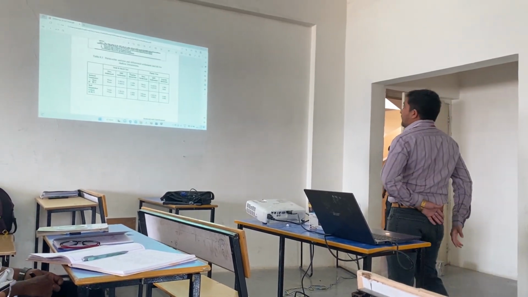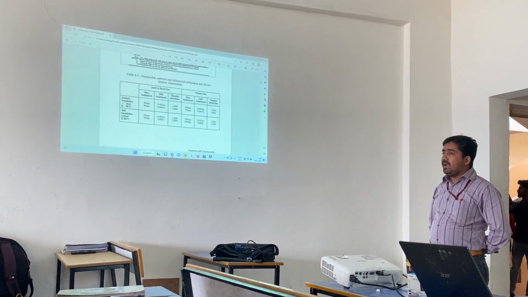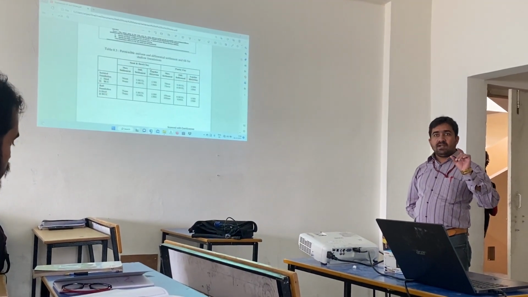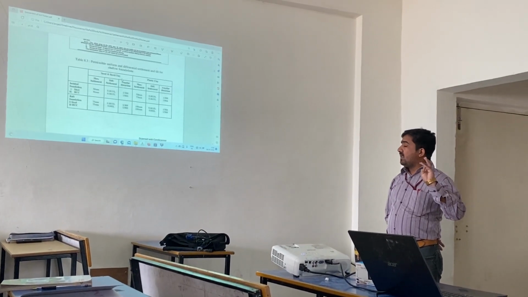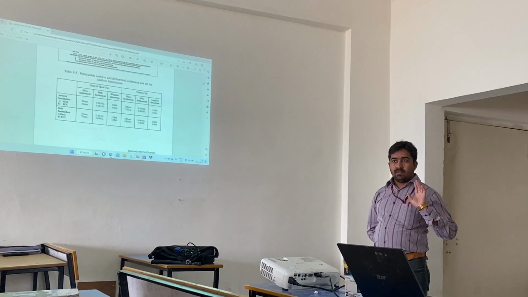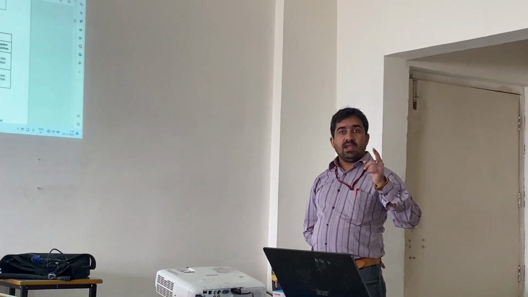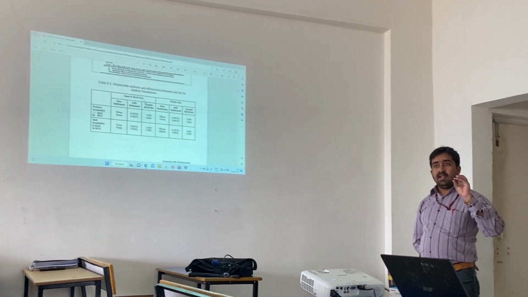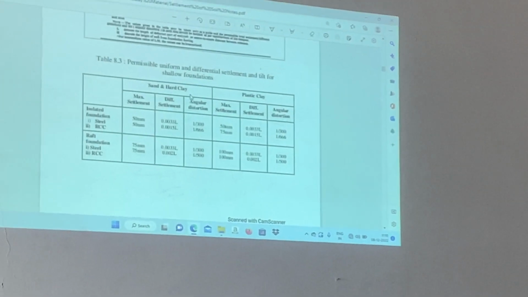This is very important. Permissible uniform and differential settlement for shallow foundations. It differs based on the type of foundation and the type of reinforcement you are providing. First, the type of foundation. Second, what kind of reinforcement you are providing. For those two parameters, limiting values of differential settlement as well as uniform settlement are given.